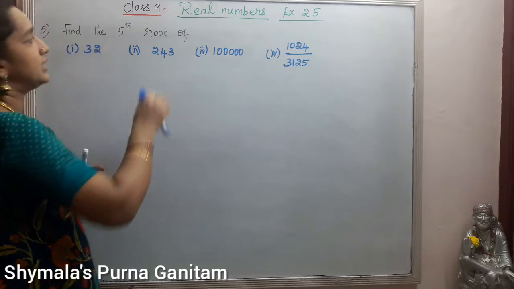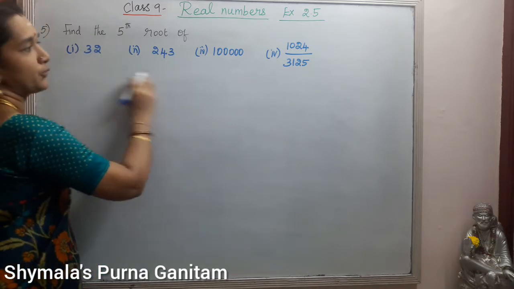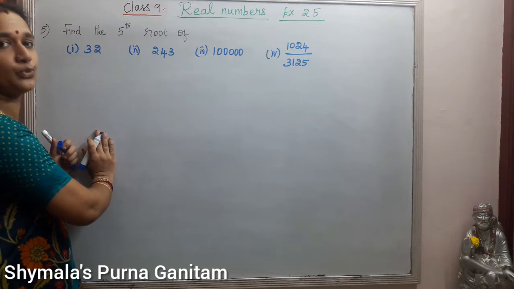Next sum is find the fifth root of. That is for 4 numbers given. So for this we are asked to find the fifth root.